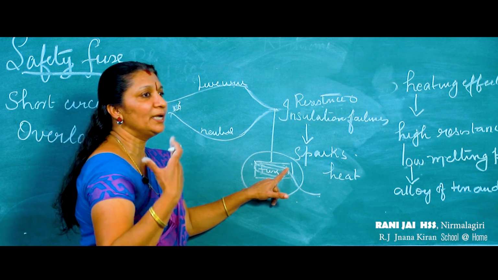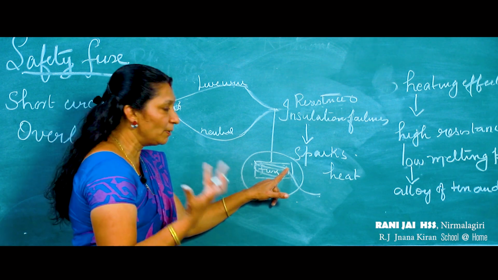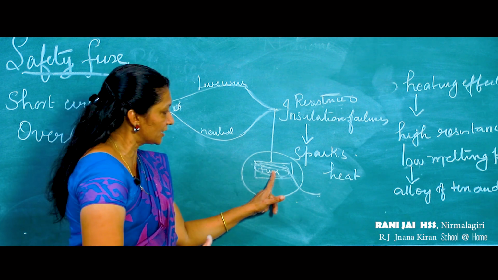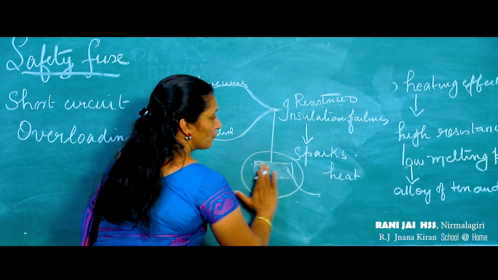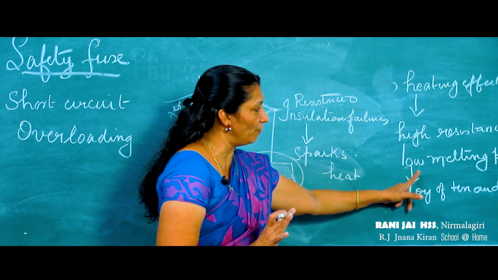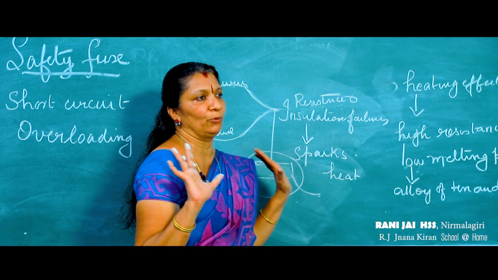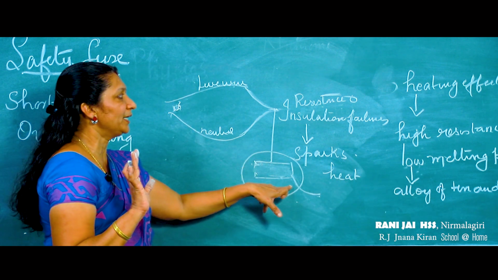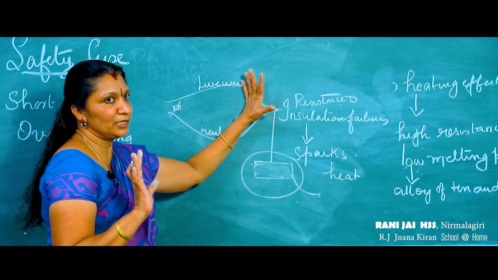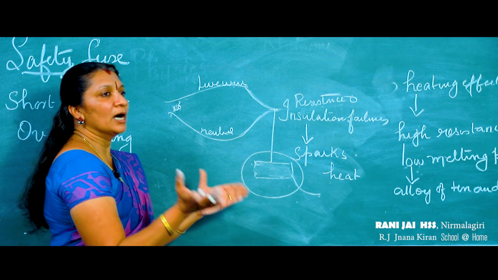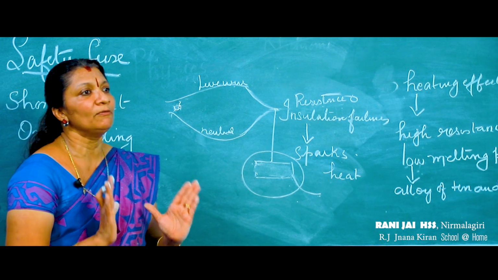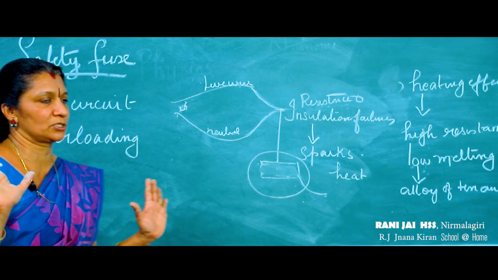maximum heat will be transmitted and it will exceed the permissible limit. As a result, what? This fuse wire will be cutting off because it has a low melting point. So it will melt and go. So when it is melting, what will happen? It will be protecting the circuit. Understood? So this is how a safety fuse acts as a protective measure in our house.